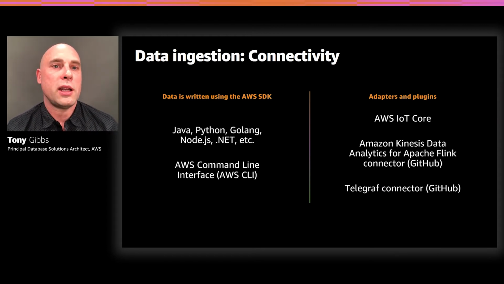On the data ingestion side, you're typically ingesting data through various SDKs, Java, Python, that sort of thing. And it's going to feel a little bit like writing data using something like DynamoDB or Kinesis. We also have native support with AWS IoT Core. We also have an adapter for Kinesis Data Analytics for Apache Flink. And then we also have an adapter for Telegraf, which are two other common ways of sending data into Timestream.